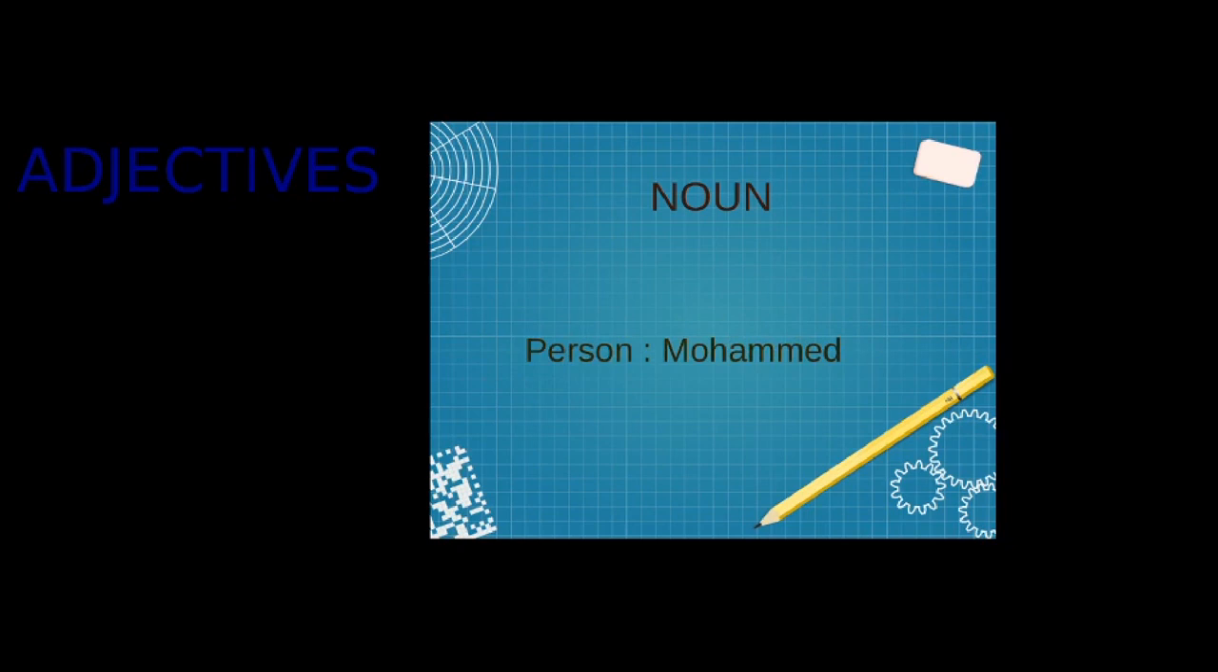Example, for person, Muhammad is a name of a person. Delhi is the name of a place. Pen is the name of a thing. So noun is the name of a person, place or thing. So an adjective is used to qualify a noun. So let's look into this. Black pen.